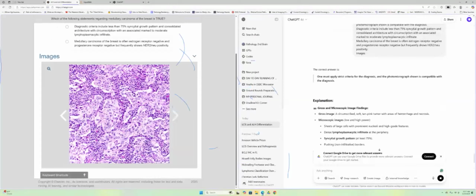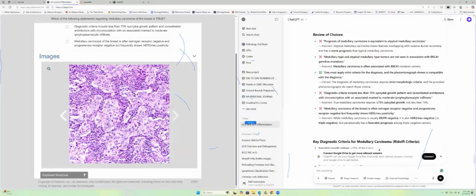You see, C is the answer. Let's see why D is wrong. D is wrong because true medullary carcinoma requires greater than 75% syncytial growth, not less than 75%. Sorry, I'm confused about that. Which one is the answer? All other things in it are correct. The answer is C. A lot of them I chose before went to E.